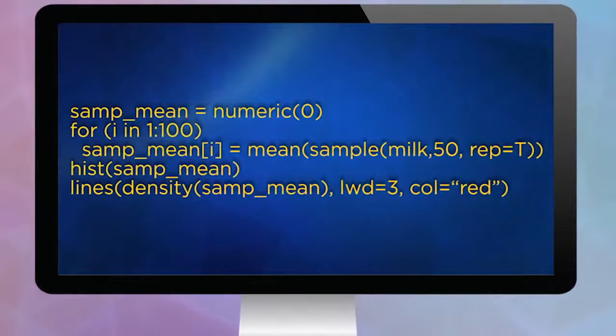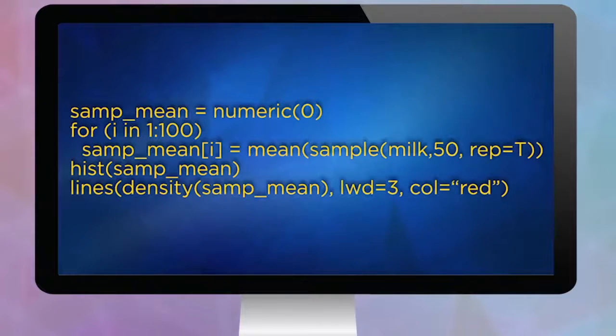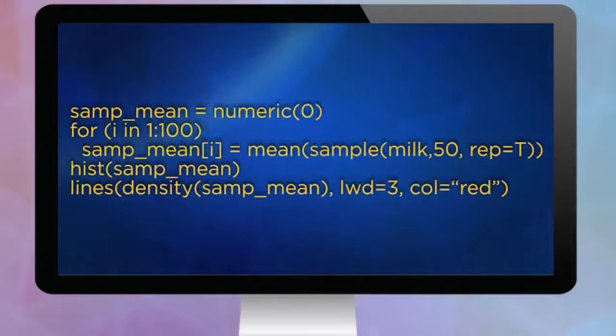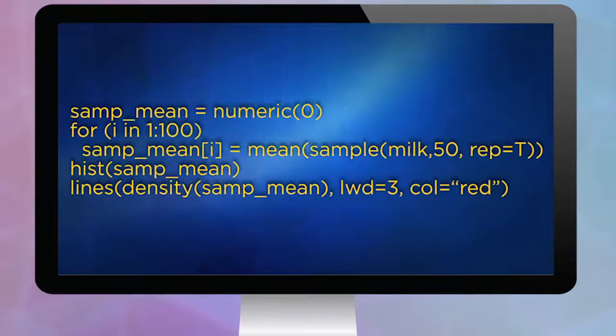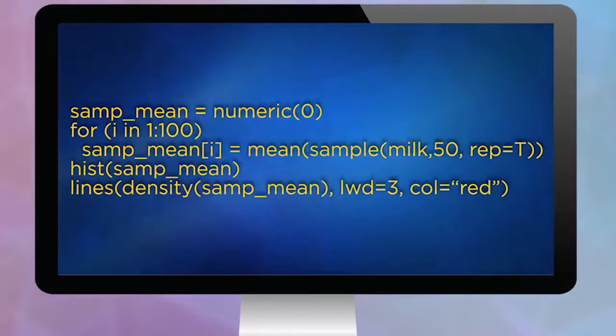So we've got our sample mean, which is just a numeric. That means we're going to store values in it. So we're assigning it a numeric of 0. And for i in 1 to 100, I'm going to store in my sample mean the mean of a sample of size 50 with replacement from my milk data set. And then I'm going to look at a histogram of that.